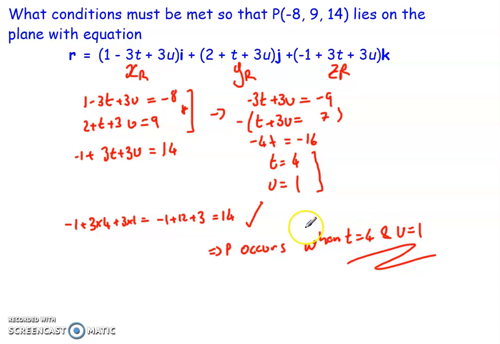Now, just a point to note, I could have picked any of these 2 equations to solve. If I'd picked any of them, I should still have ended up with t equals 4 and u equals 1, and I could have still used the last equation I hadn't touched just to verify my solution. Wouldn't matter which I picked, I should still get the same answer.